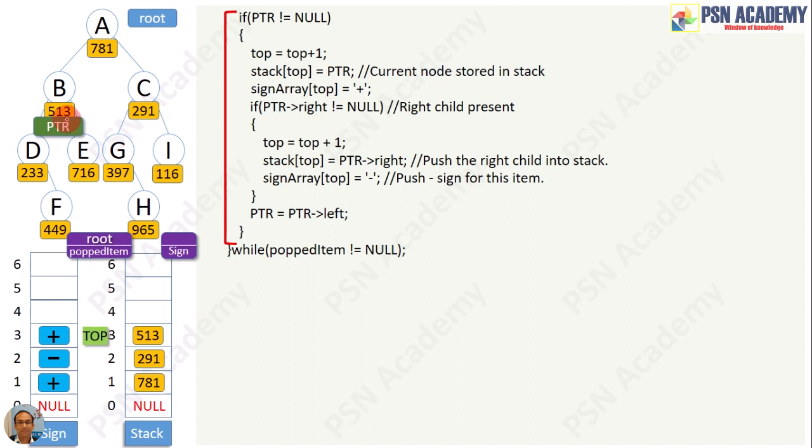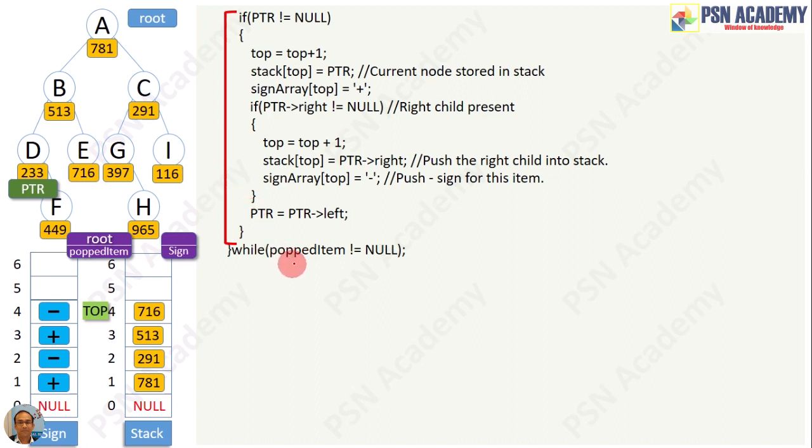Next, you check whether there is a right child or not. If PTR right is not null, then you execute these three statements. PTR right is 716. So you increment top, it goes to 4, and 716 comes over here with a minus sign here. After this, you move PTR to the leftmost path and it comes down to 233. This cycle is over.